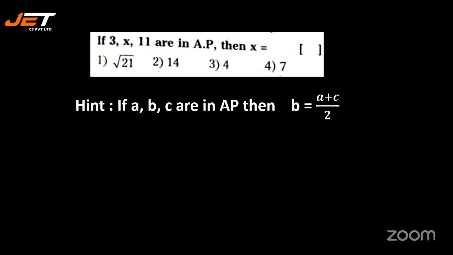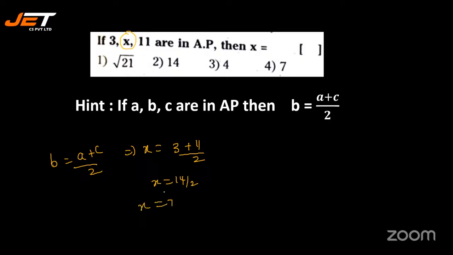See the next question. If 3, x, 11 are in AP, then what is x? So in AP, B is equal to (A plus C) by 2, which implies x is equal to (3 plus 11) by 2. So x is equal to 14 by 2. X is equal to 7. So option 4 is the correct one.